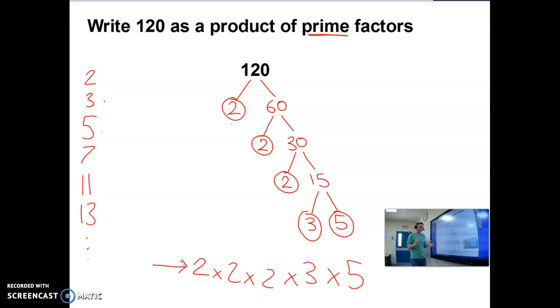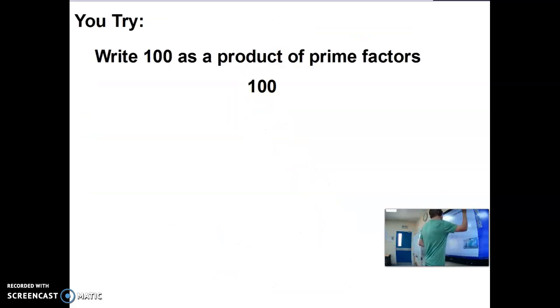But we can simplify it a bit and write it in what we call index form, or write it with powers. So instead of 2 times 2 times 2, I could write that as 2 cubed, 2 times by itself 3 times, then times 3, and then times 5. So sometimes you'll want to write your answer in index form. It's a little bit tidier and a little bit more of a mathematical answer.